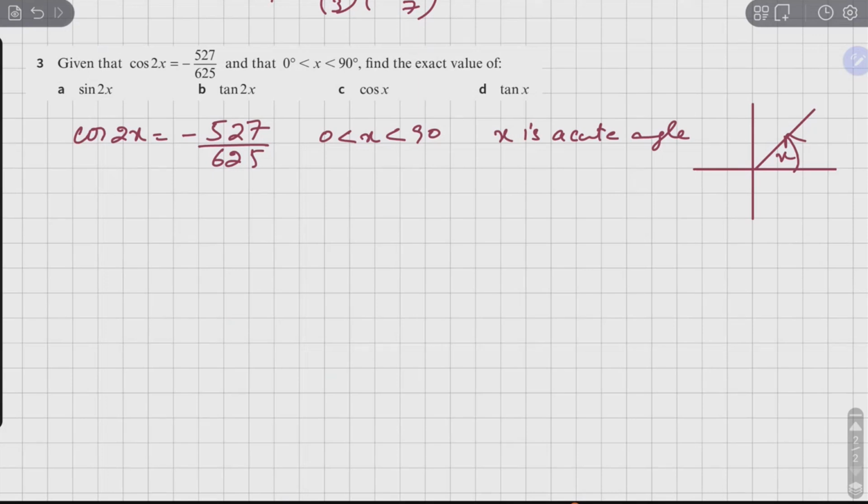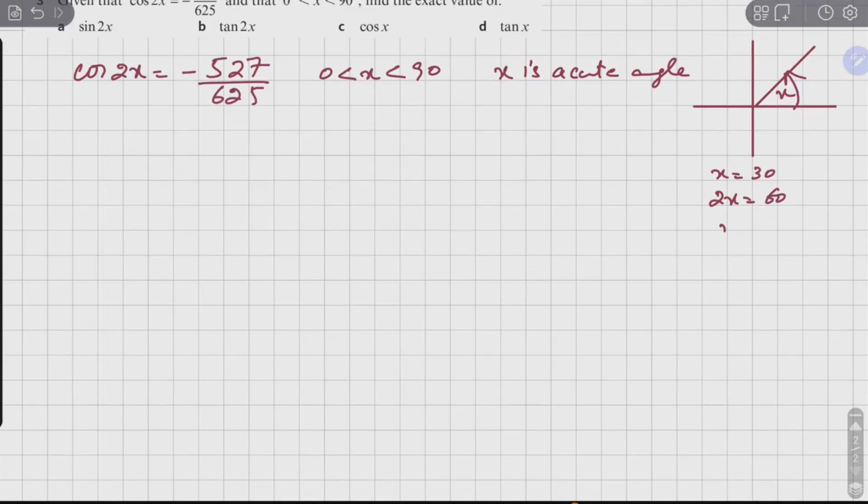देखिए, as we are saying that x is an acute angle, so any acute angle like x is equal to 30, so 2 times of x is equal to 60. It means you would be in the first quadrant after doubling the angle. But if I take angle 46, then 2 times of x is equal to 92, which is greater than 90. It means you'll move to the second quadrant.